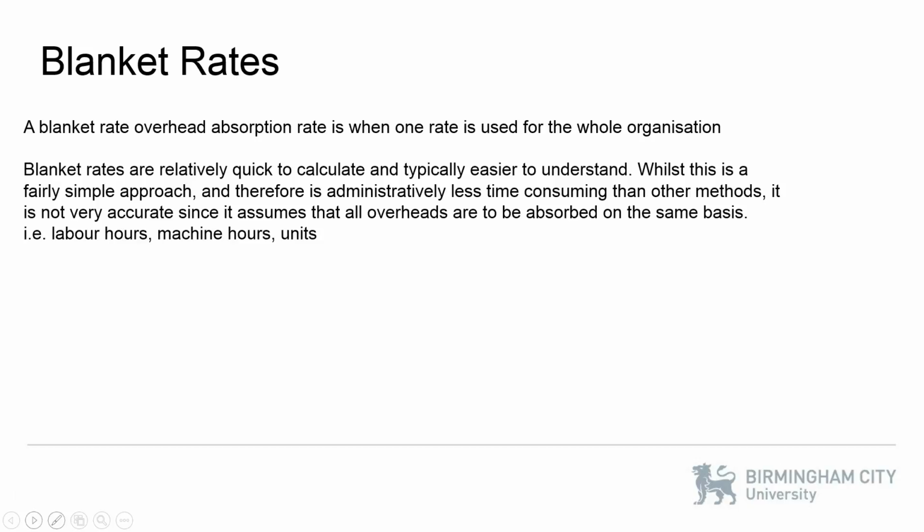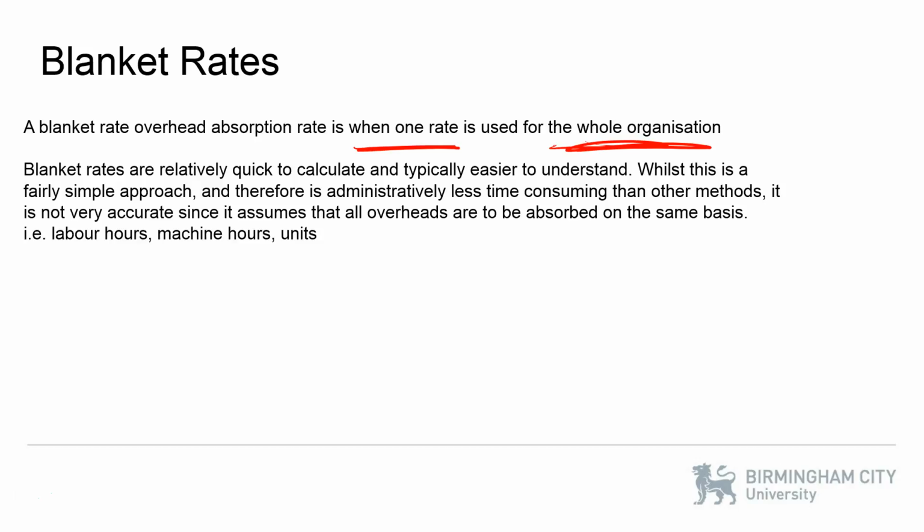Okay, so now we're going to think about what's known as a blanket rate, and that's basically what we have used in the previous example. It's nothing different to calculate. What we're saying is that if a business uses a blanket rate, it will work out one overhead absorption rate, and that overhead absorption rate will be used to add the overheads to the prime cost for every one of the products they produce. So they'll be using just one rate for the whole organisation.